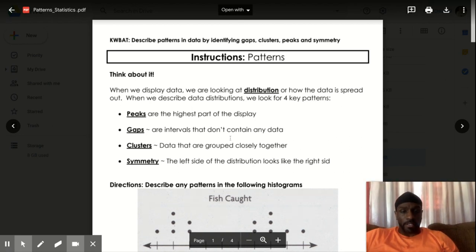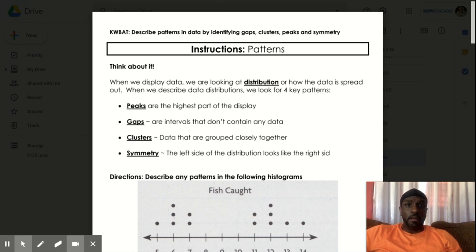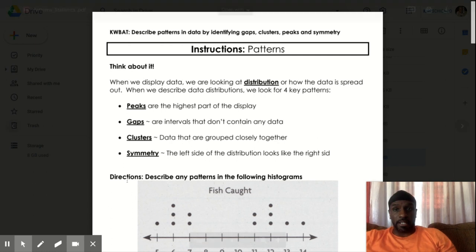Okay, all right. So here we go. We're looking at patterns today. We're going to be describing patterns in data by identifying the gaps, the clusters, the peaks, and the symmetry. Some of these words you probably heard before, but now we're going to use them and see how they relate to statistical data. So let's look at it here.